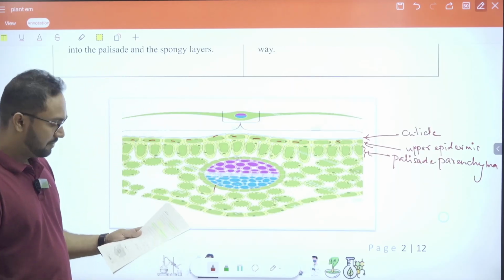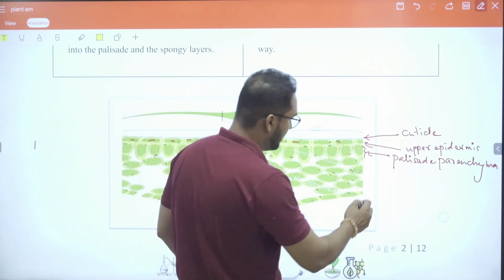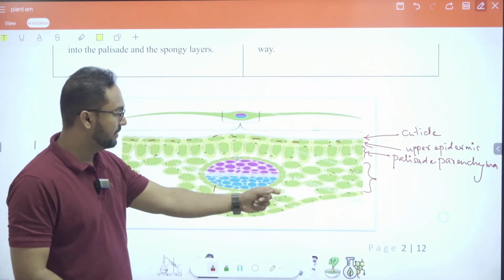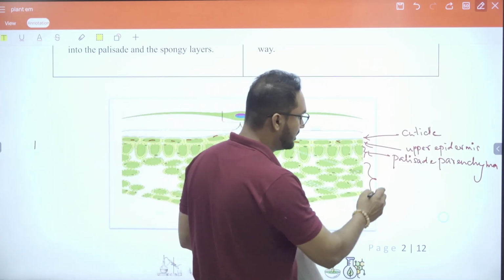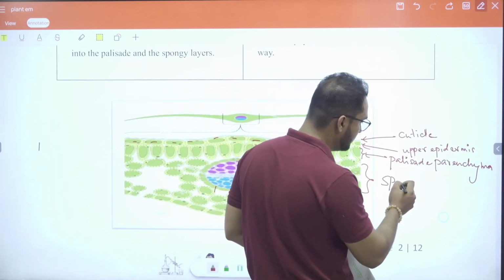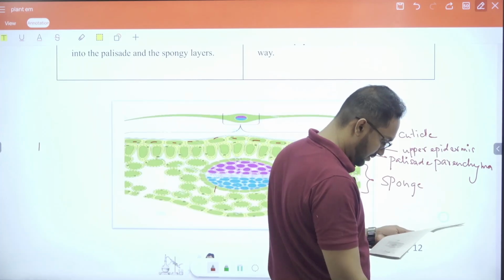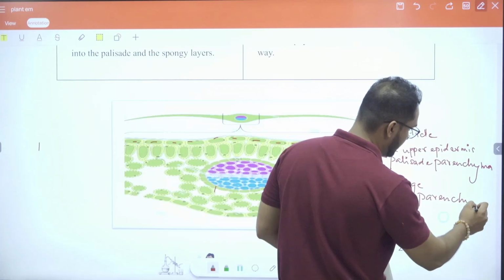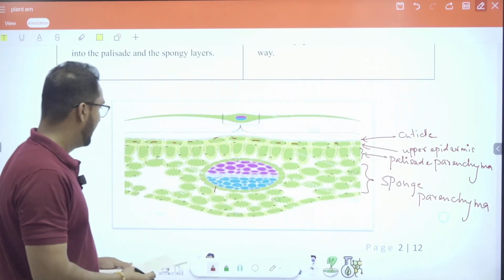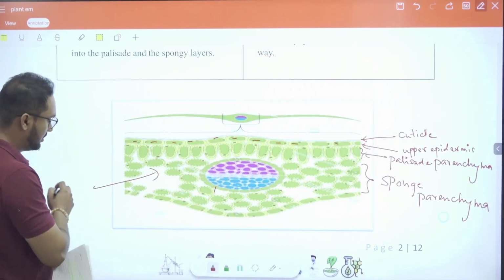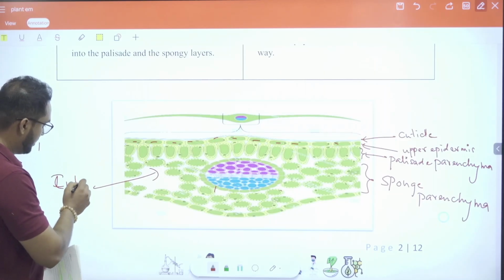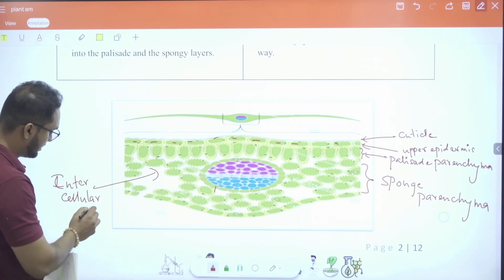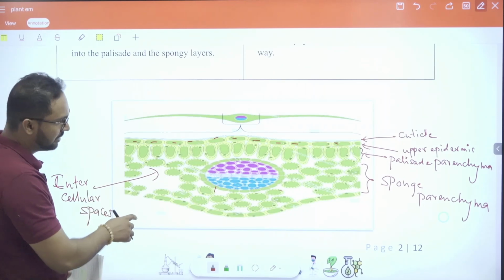Right, so it's a palisade parenchyma, and the next, the cell layer with the spherical cells in the very middle with the intercellular spaces, is called the spongy parenchyma. There are intercellular spaces as well. These are called the intercellular spaces. The stomata are there at the bottom.